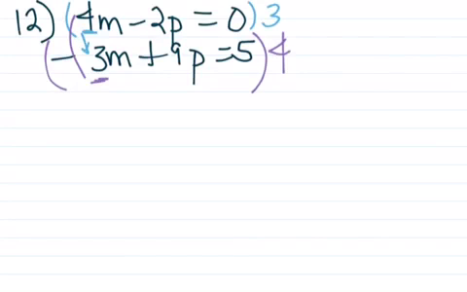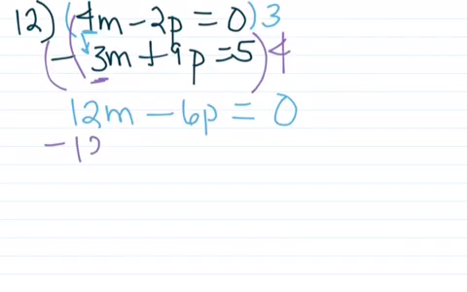So now let's do the multiplication. 3 times 4m is 12m. 3 times negative 2 is negative 6p. And 3 times 0 is 0. Most often when students have a mistake on this, it's because they did not multiply everything by the number that they're multiplying by. Second equation has 4 times negative 3 is negative 12m. 4 times 9 is 36p. And 4 times 5 is 20.